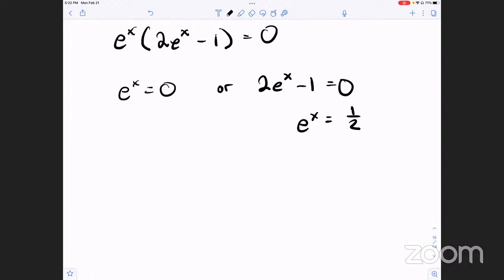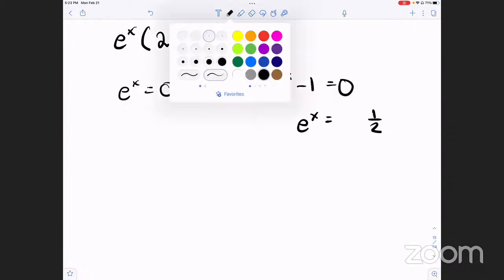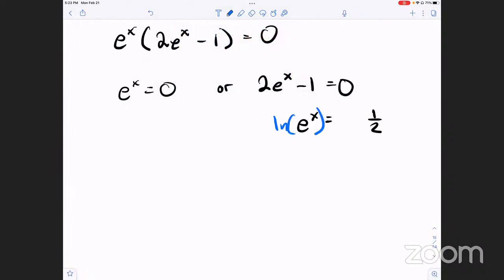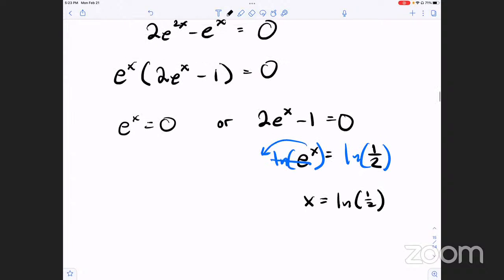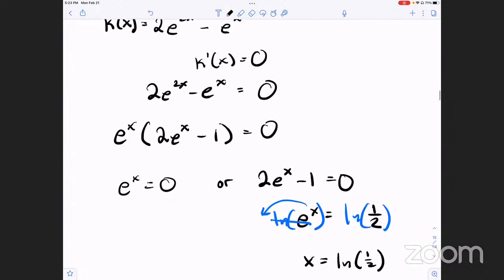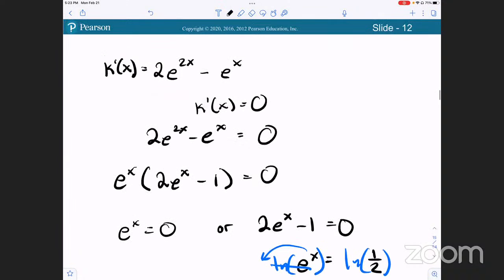And then take the natural log on both sides. These cancel, and this comes out of the exponent. So then, you can just leave it as the natural log of 1/2 for now. Just leave it exact. So that's the only critical value we got, whatever that number is, right? For the other one, there was no solution. So this is our candidate.